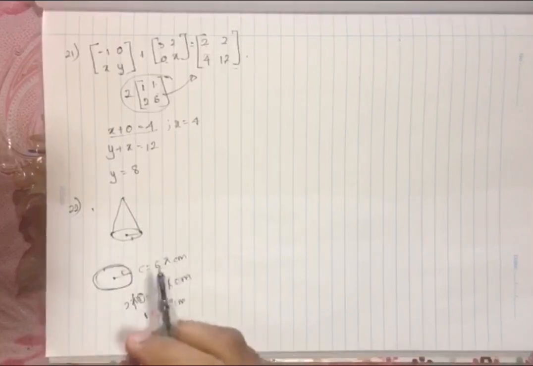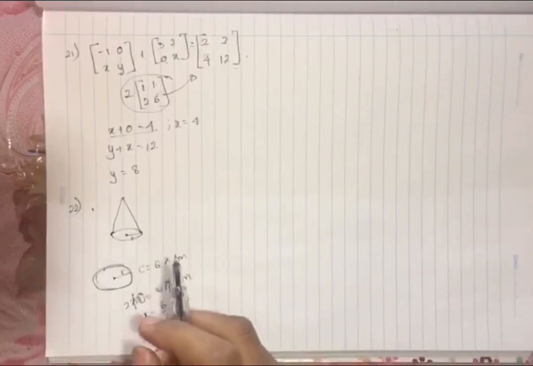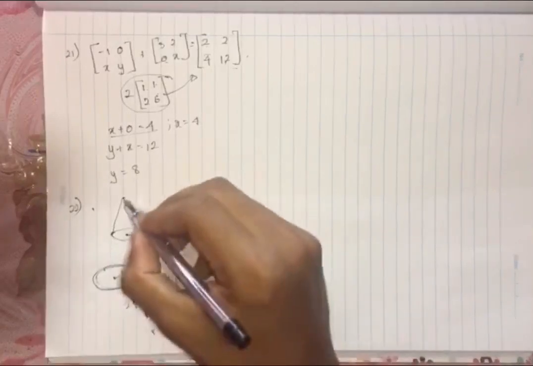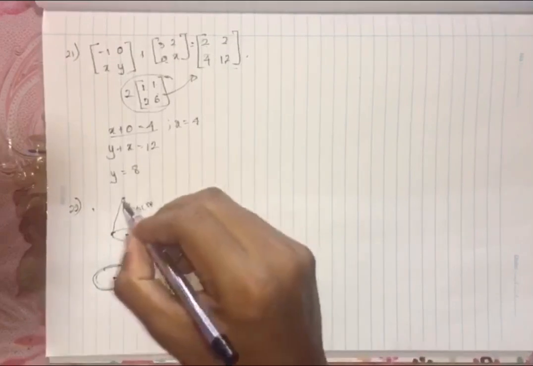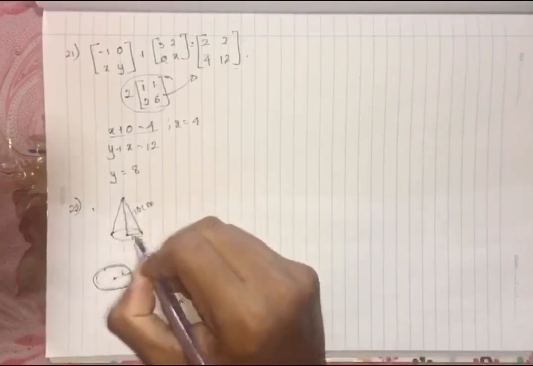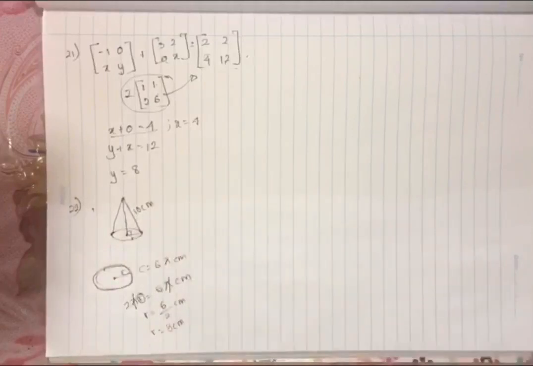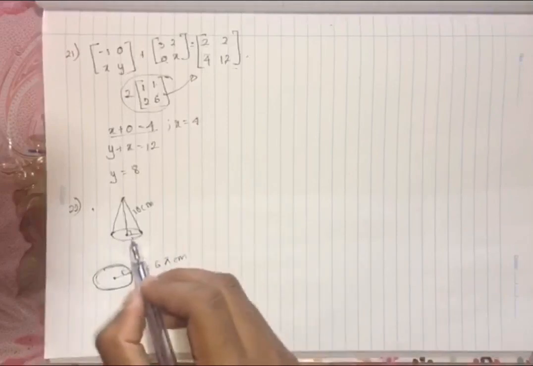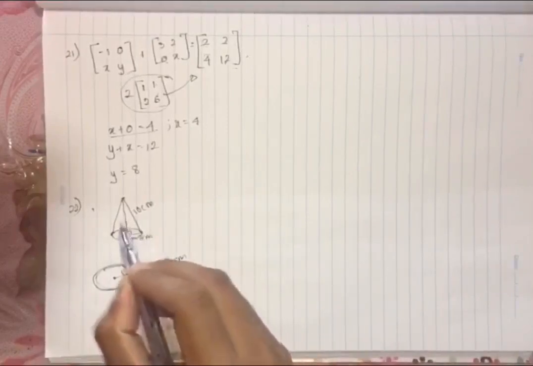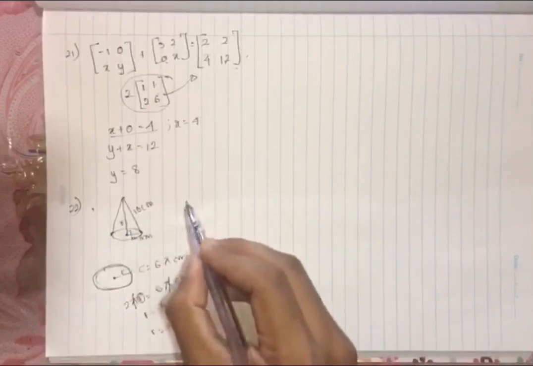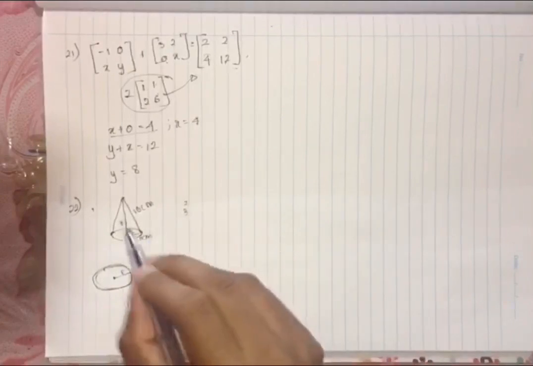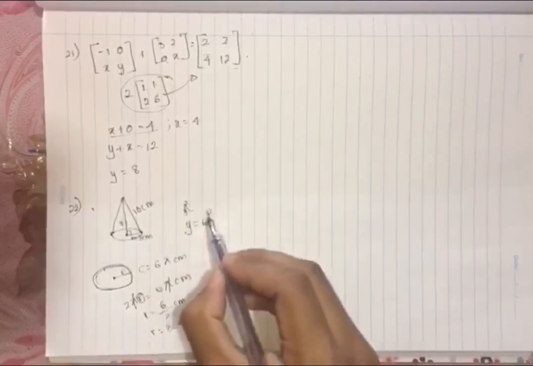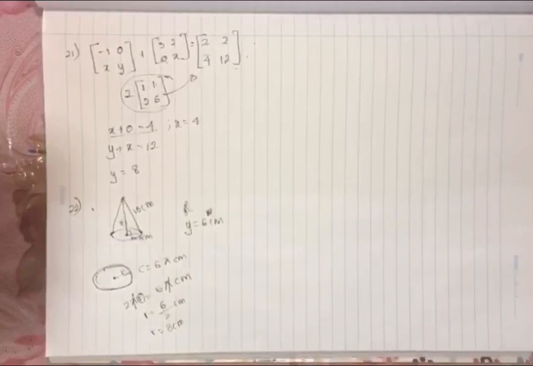What are they saying in part 2? They have said to find the perpendicular height if the slant height is 10 centimeters. Slant height is 10 centimeters. You have to find the perpendicular height. What is this angle here? It is 90. Therefore, you can use Pythagoras theorem. So this r is equal to 3 centimeters. You have to find out this. So 3 squared, what will be the answer? y will be equal to 6 centimeters.